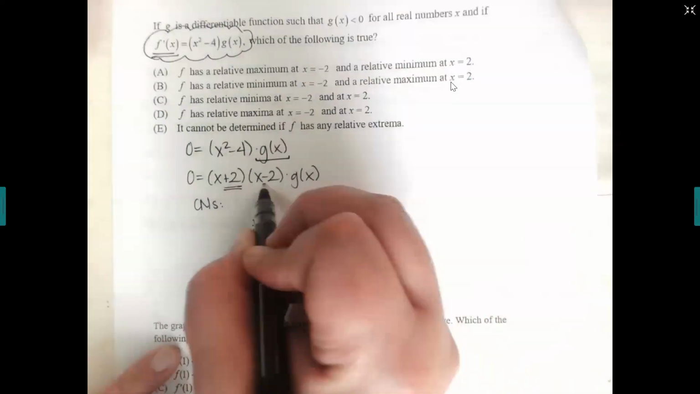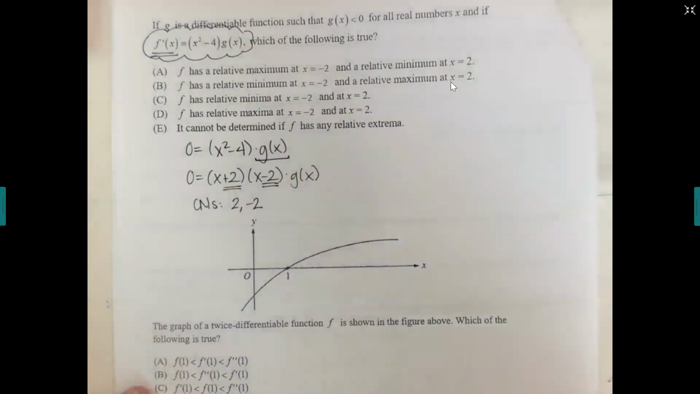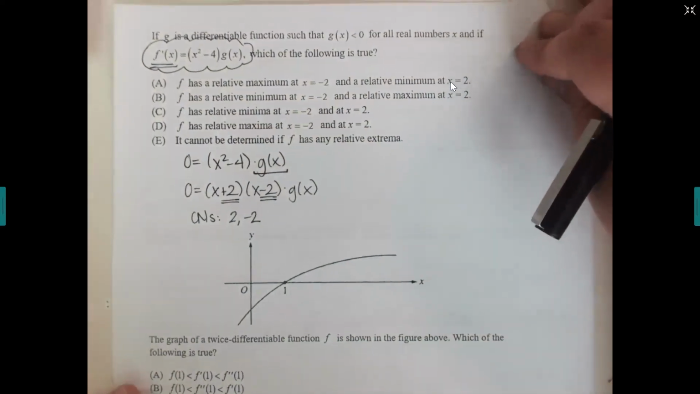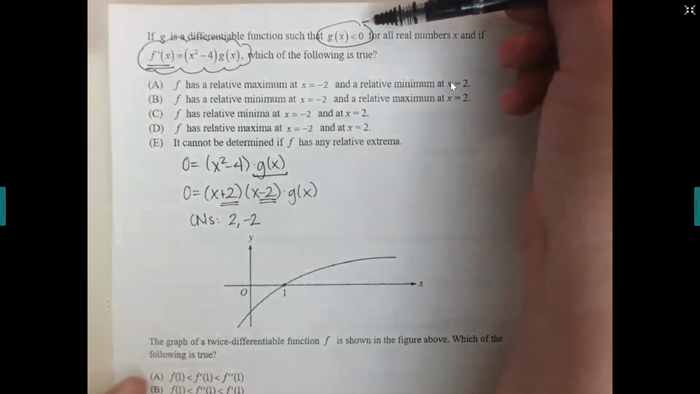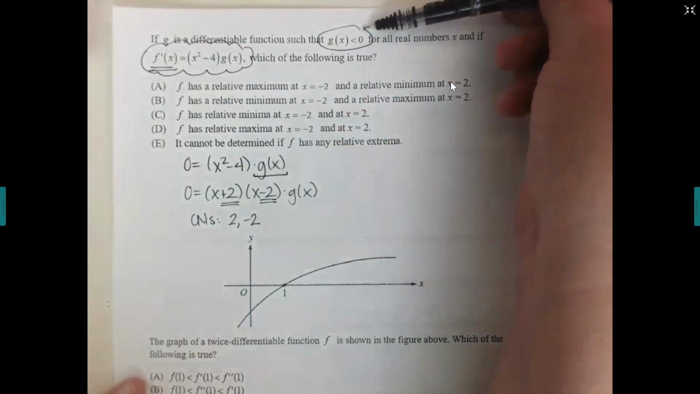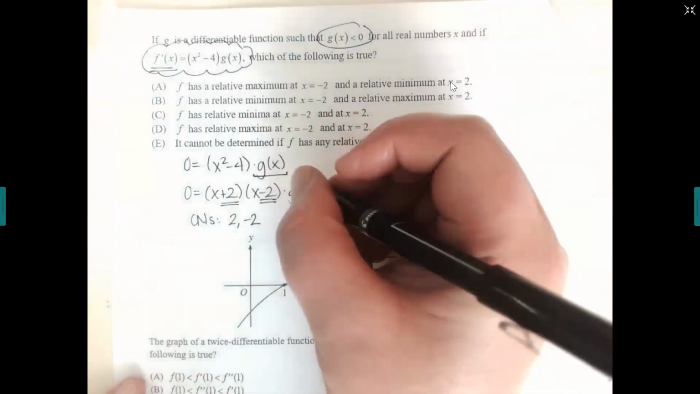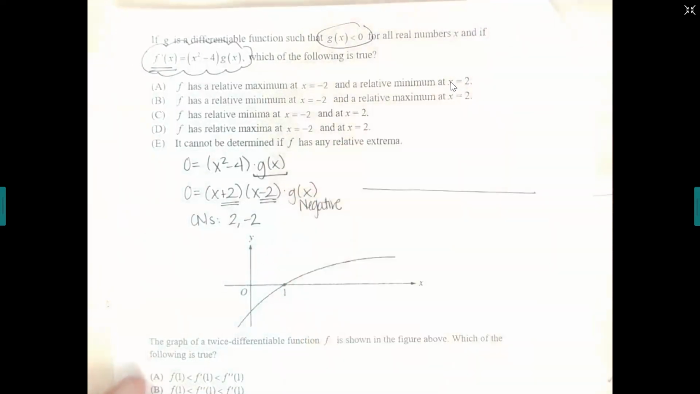There, 2 and -2. Okay, now let's talk about g for a second, because we don't even know what it is. What is the one thing that they tell us about g in the problems? It's less than 0. So is it ever equal to 0 to give me a critical number? No. That also tells me that the sign is always negative. So when I do my sign chart, we need to remember that this is always going to give a negative result, no matter what we plug into it.